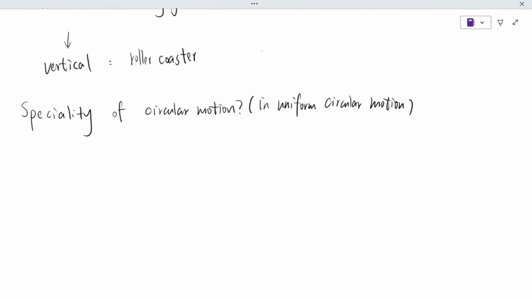We're going to talk about the specialities in uniform circular motion. What is uniform circular motion? It's basically an object moving on a circular track and moving at a constant speed. So the first speciality is constant speed, but changing velocity.